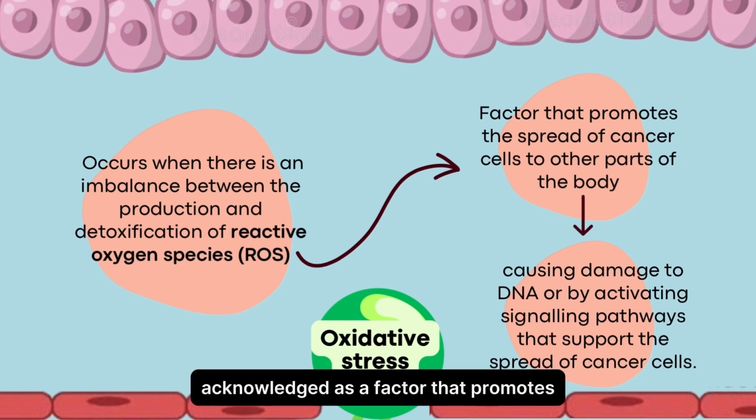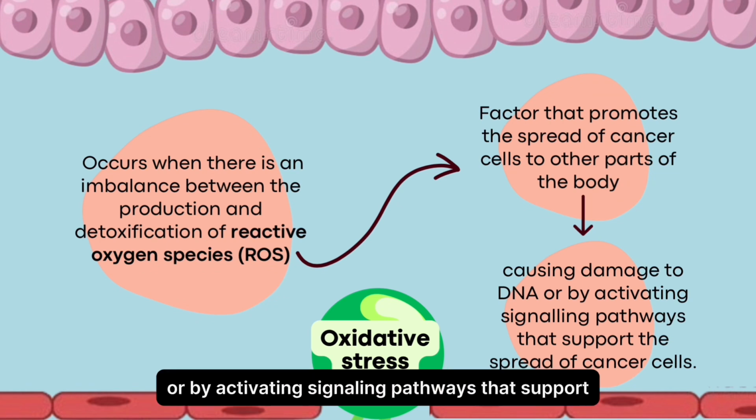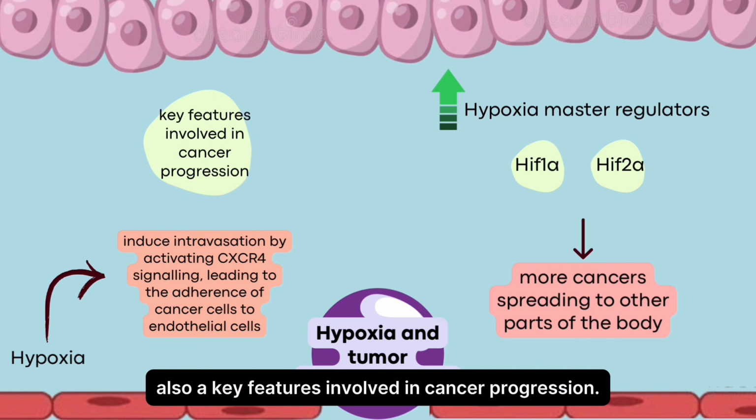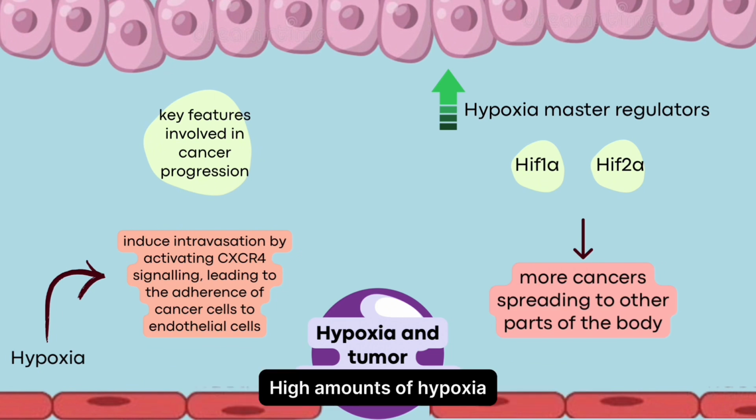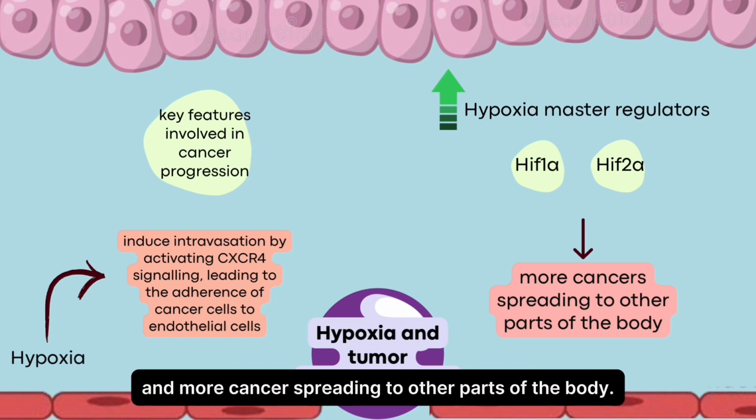ROS has been acknowledged as a factor that promotes the spread of cancer cells to other parts of the body. It achieves this by either causing damage to DNA or by activating signaling pathways that support the spread of cancer cells. Hypoxia and tumor vascularization also are key features involved in cancer progression. High amounts of hypoxia master regulators HIF-1 alpha and HIF-2 alpha are linked to worse patient outcomes and more cancer spreading to other parts of the body.